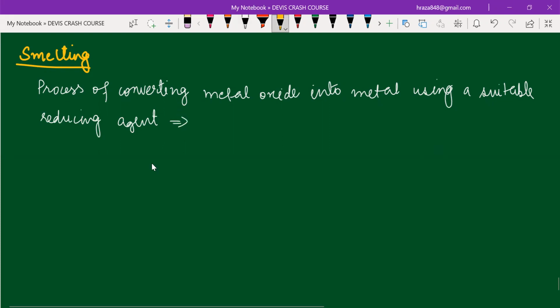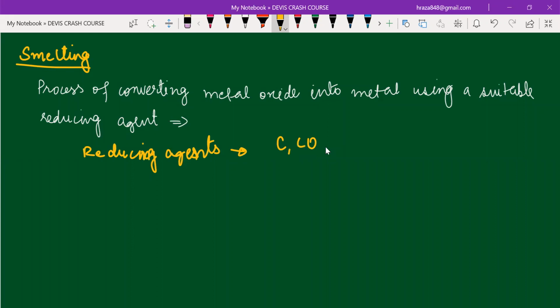If you are going to use a reducing agent, I'm going to give some examples. Generally, the reducing agents used are basically carbon, carbon monoxide, and aluminium. Here the example I'm going to take is ZnO reacting with carbon. Carbon is more reducing, so it acts as a reducing agent. It will reduce zinc oxide to zinc and convert itself into CO.